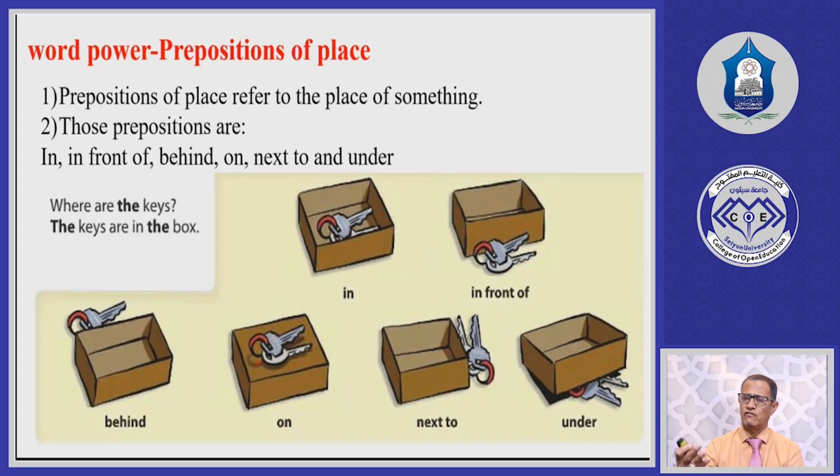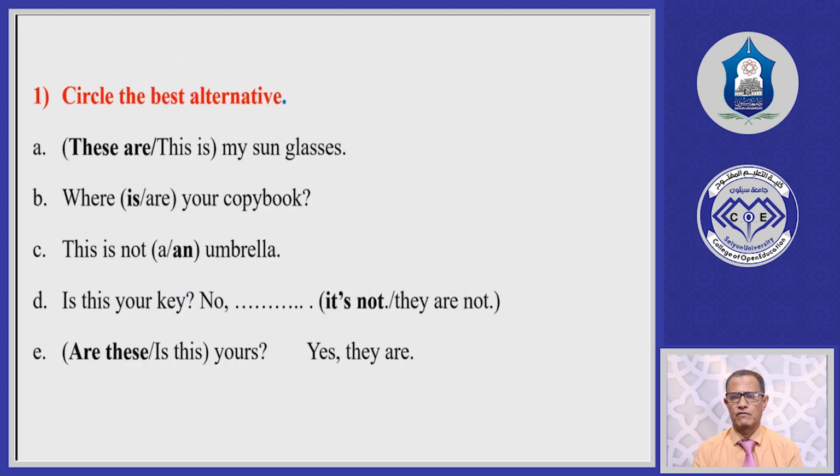Now in the second one you have in front of. What does it mean? Behind, on, next to, and under. So these are prepositions, and we have to be careful about their meanings and when we use them, and you have to use them correctly in sentences. Let's now look at this exercise.